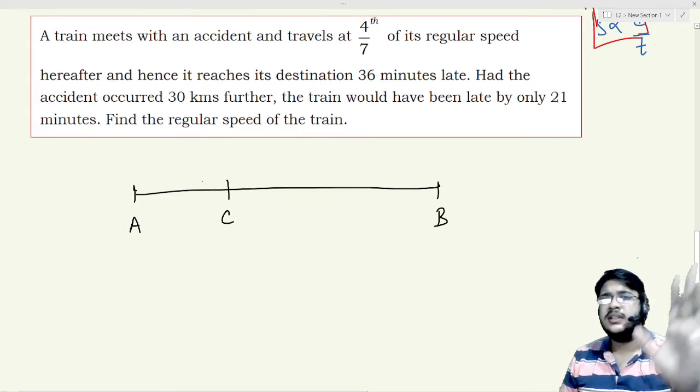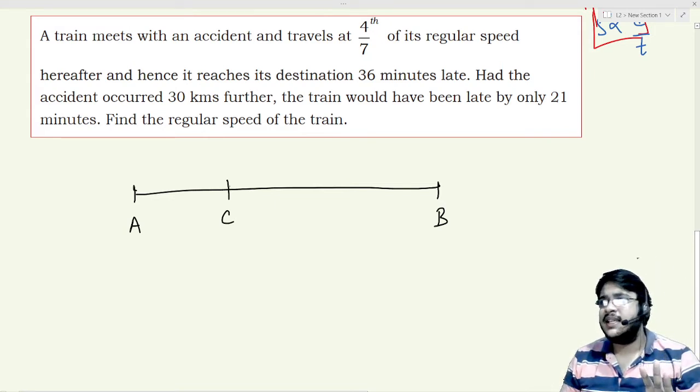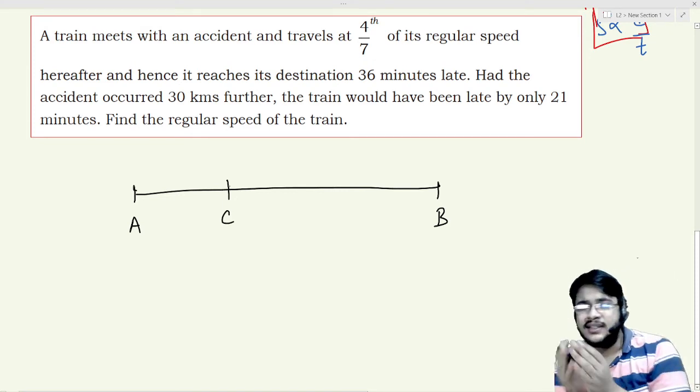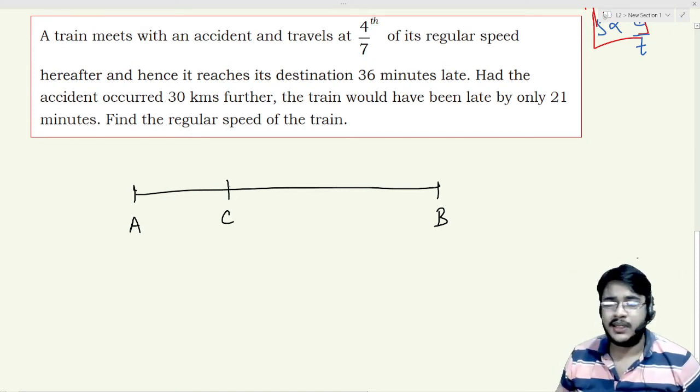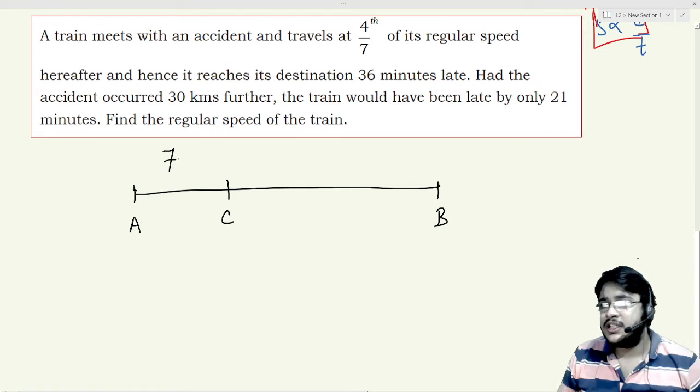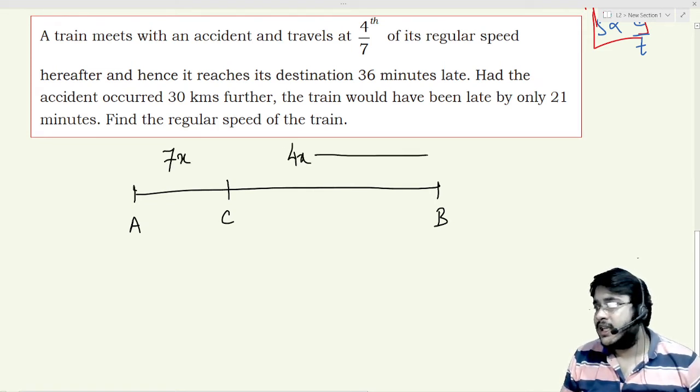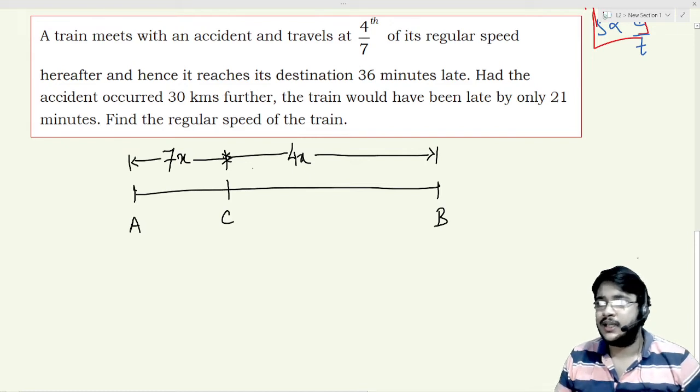Okay, the train meets with an accident at C, and then the speed is reduced to 4/7 of its regular speed. So I am again assuming that the initial speed is 7x, and from C onwards it is 4x. Okay, you don't really need to draw a lot of lines and everything, but I am drawing it to show you the relation between AC and all that.